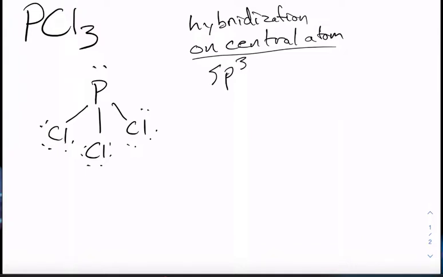All right, after figuring out the hybridization, one of the other things you're going to get asked about is the number of sigma and pi bonds.